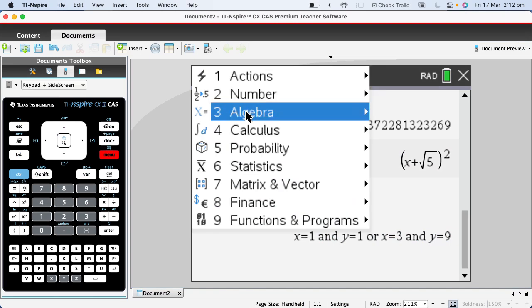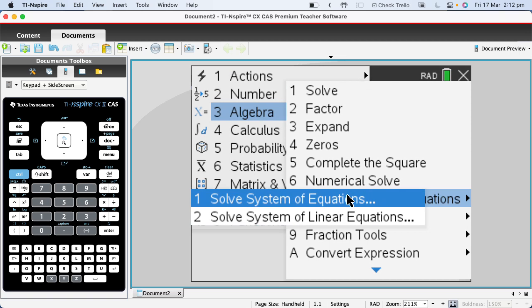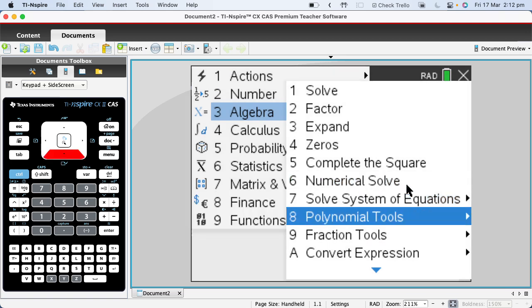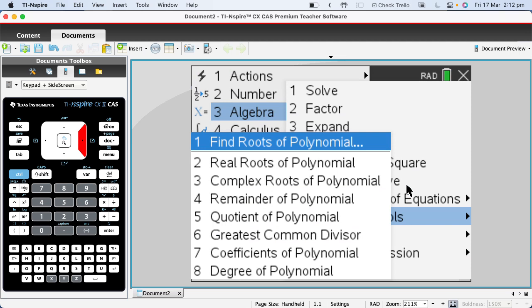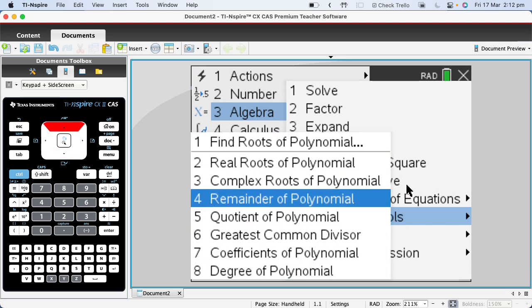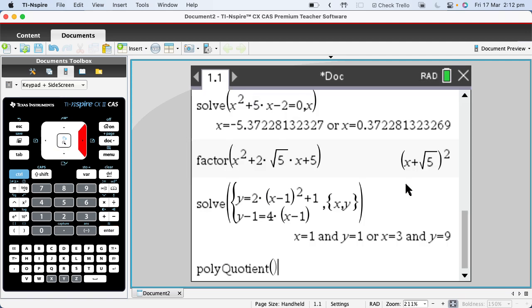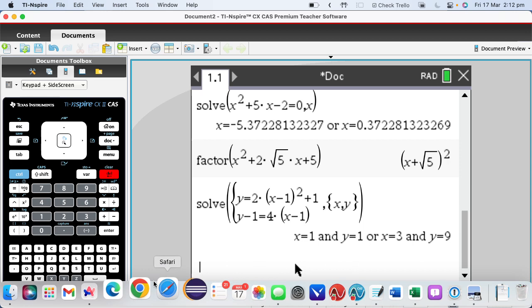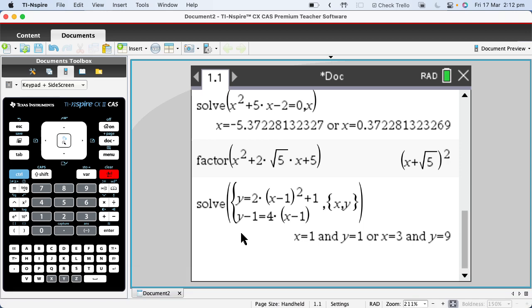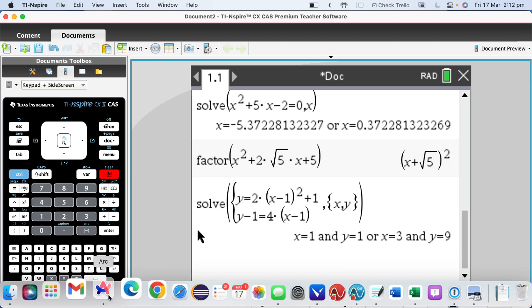Evidently, under menu and algebra, let's have a look if I can find it, because I don't normally use it. Quotient of polynomial, I reckon. I haven't used it, so I'm not going to waste your time now. But quotient of a polynomial, or polynomial division, would allow you to get that answer straight up as well. So as you can see, using your calculator is really critical to success in the calculator section. Even if you're a bit weak on some of the content areas, you can still pick up marks all over the place. I'm going to pause the video.